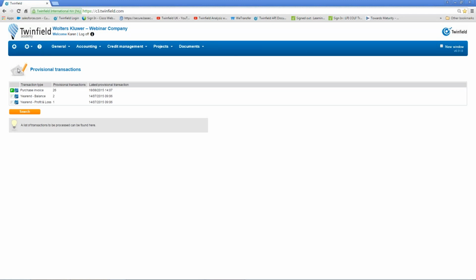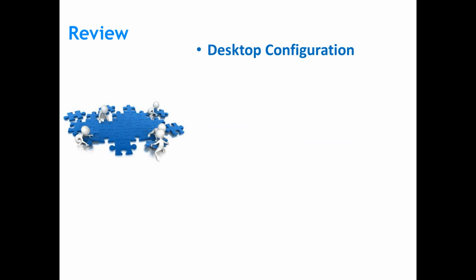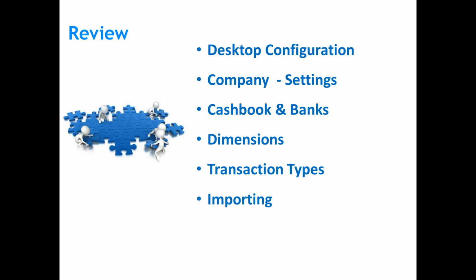Okay, so now let's return to the desktop. Let's go through and have a little recap. We've recapped configuring our desktop. We've had a look at our company settings where we applied the tick for our checks. We've had a look at our cash book and banks. We've also had a look at our dimensions, which we looked at when we were configuring our bank accounts and adding a bit of extra further analysis. Our transaction types, so we configured our multi-currency bank accounts. We had a look at importing, and we also had a look at our provisional transactions.